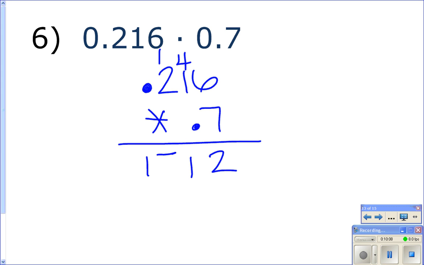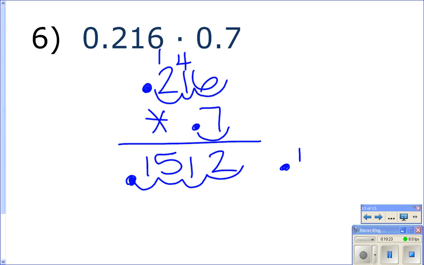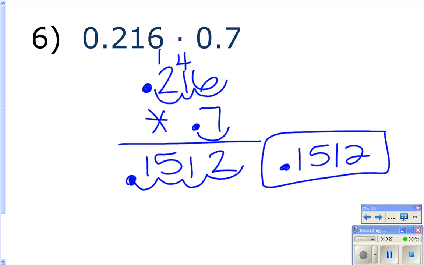Plus 1 is 15. The decimal in the problem is moved 1, 2, 3 times. So, sorry, 1, 2, 3, 4 times. So you move it 1, 2, 3, 4 times in your answer. And you get 0.1512. You don't always have to rewrite the answer. I'm just doing that so you can see exactly where the decimal is.